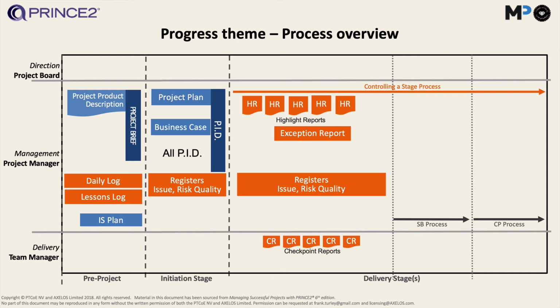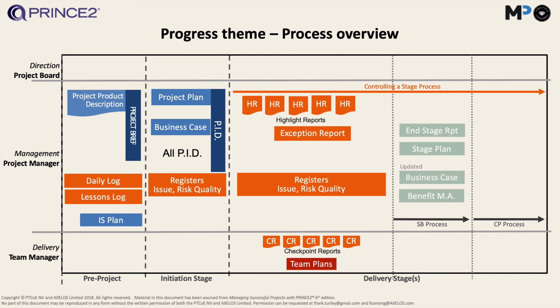And when we give out work to the teams, the team manager will also create regular checkpoint reports to update the project manager on how they're getting on with their deliverables that they have put into the team plans. Okay, so that's a way for the team manager to report regularly to the project manager, and that's a way for the project manager to have an overview on how the teams are progressing as well.